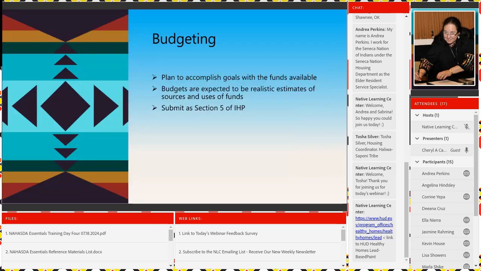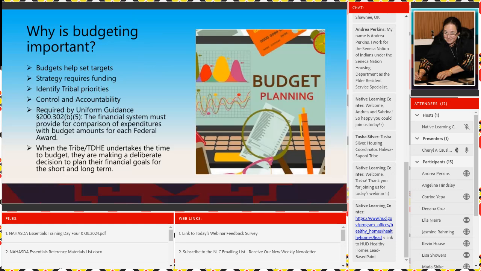So, budgeting. Plan to accomplish the goals with the funds available. Budgets are expected to be realistic estimates of sources and uses of funds. Submit as Section 5 of the IHP. So why is budgeting important? It helps set targets, a strategy.